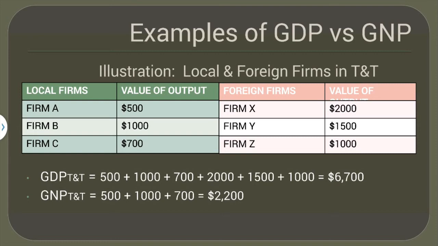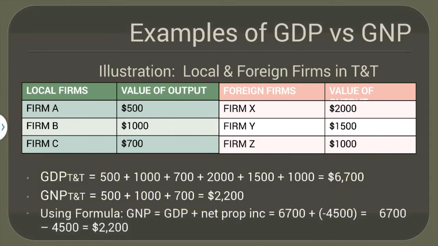Net property income from abroad will be the difference between the money coming from abroad and the money going abroad. The money going abroad will be the money from the foreigners operating in TNT. That will be 2,000, 1,500, and 1,000. So that will be subtracted. And then we have to add money coming in from abroad from our nationals. As I said previously, there's no information about our nationals operating abroad in this particular example. So that will simply be minus 2,000, 1,500, and 1,000. All right, that gives us negative 4,500.